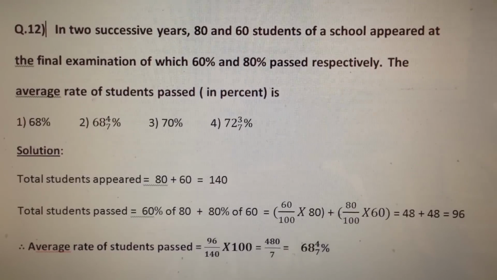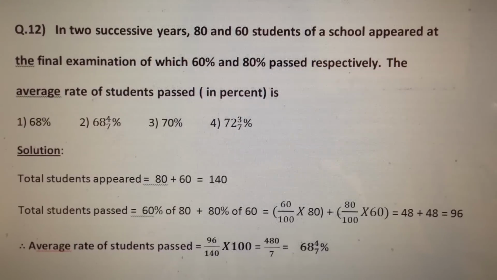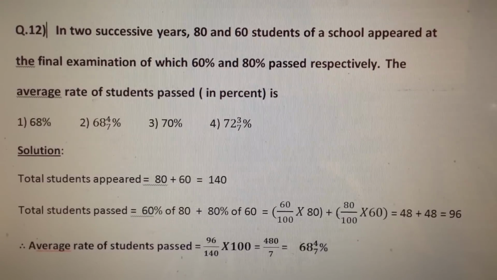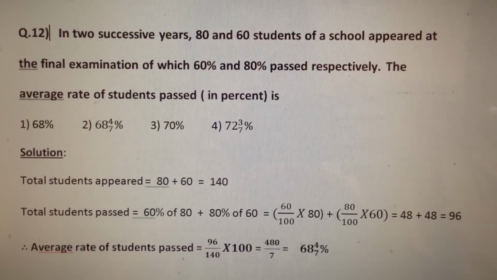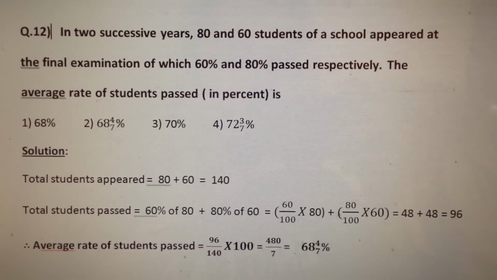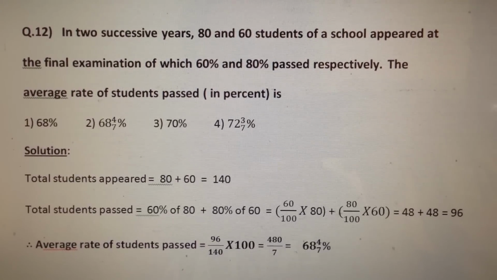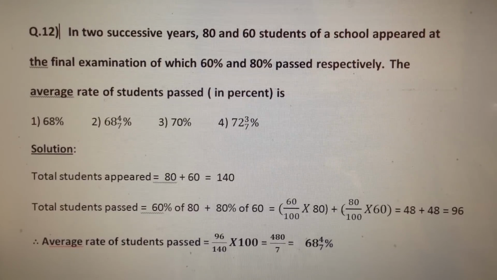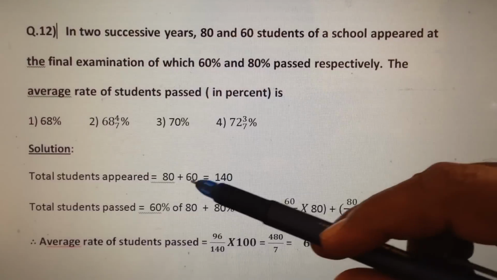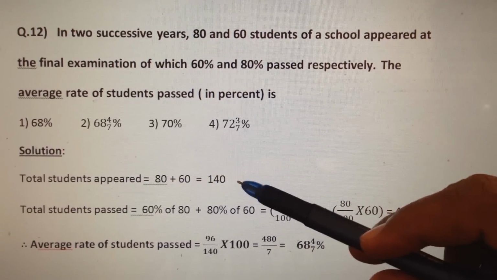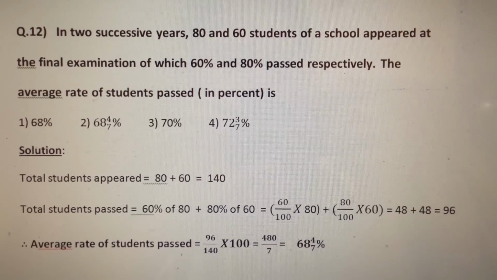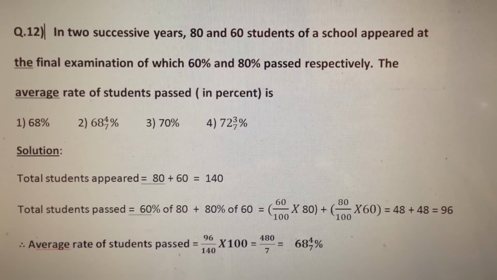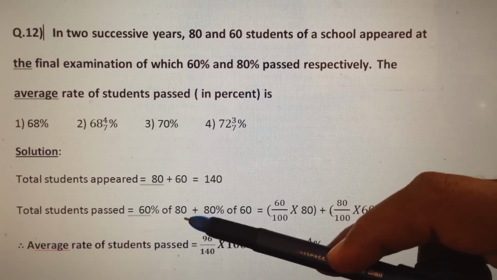Next question. In 2 successive years, 80 and 60 students of a school appeared at the final examination, of which 60% and 80% passed respectively. What is the average rate of students passed? Now it is given that the total number of students appeared is equal to 80 plus 60, which is equal to 140.